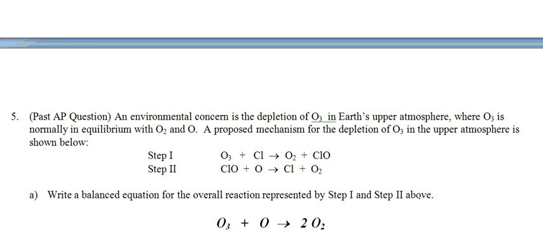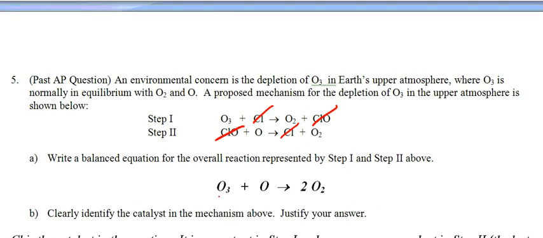For calculating the overall reaction, we wish to cancel out all alike terms. So chlorine goes away. ClO goes away. Anything that appears on both sides of the arrow should be eliminated. Alright, so we're left with ozone plus an oxygen atom yields 2 oxygen molecules. We have 4 atoms of oxygen on the left, 4 on the right. Okay? Alright. Now, the next part asks, Part B, clearly identify the catalyst in the reaction mechanism above. Justify your answer.